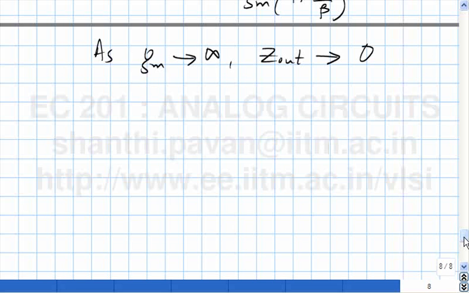Obviously we cannot achieve infinite Gm. So the next thing we say is that if you have a large Gm, then we'll approach these conditions. And what is large Gm? There is nothing absolutely large or small. When I say large Gm, I mean that Gm RL must be much larger than 1. Okay, so we'll stop here.